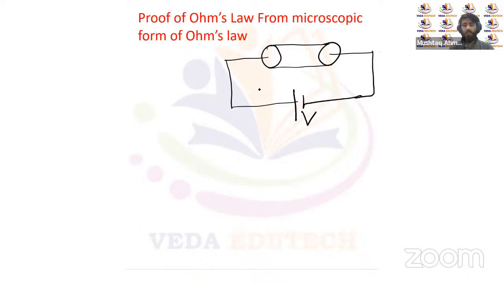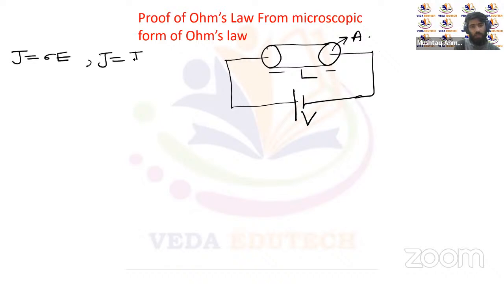If V is the potential difference across its ends, L is the length of this conductor, and A is the area of cross section of this conductor. So we can see that our microscopic form of Ohm's law is J equal to sigma E, and J is our current density, that's I over A, right? We can replace J with I over A, so I over A is equal to sigma E.